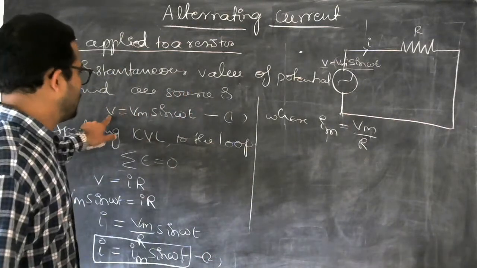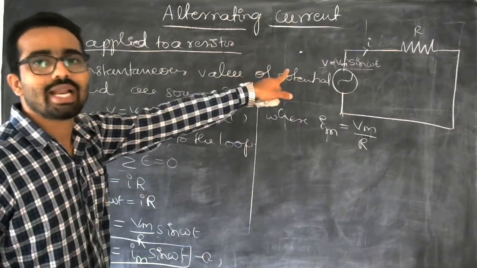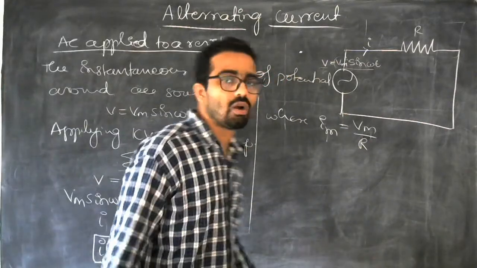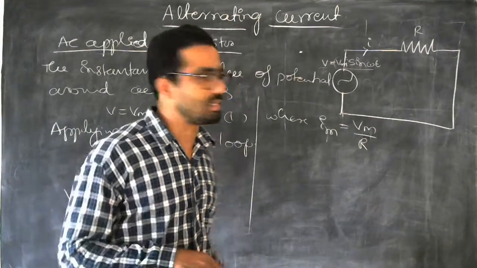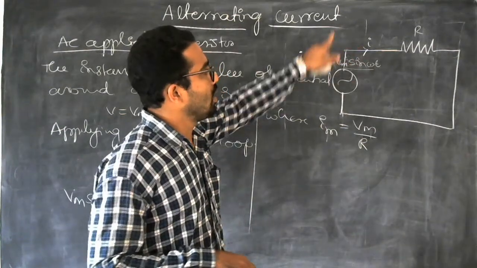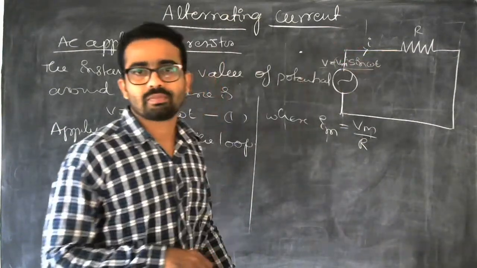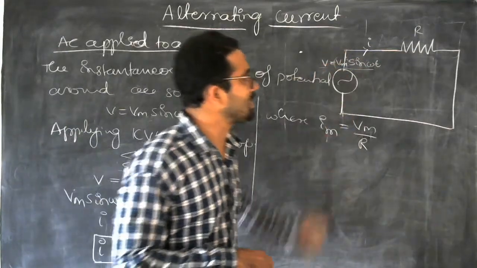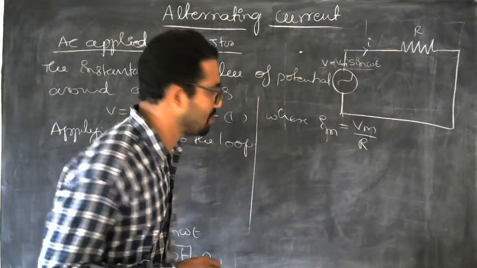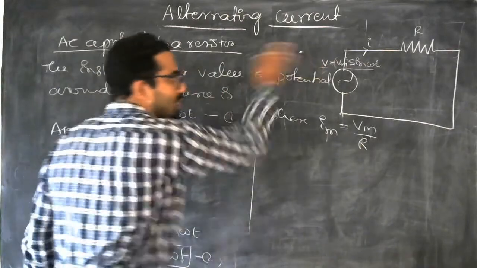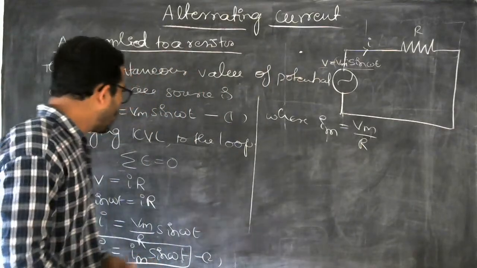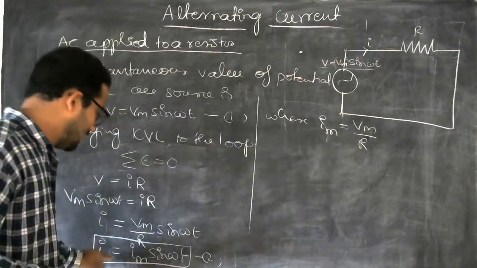And for the voltage in the pure resistive circuit, this circuit can also be called a pure resistive circuit because there is only a component called a resistor. That circuit consists of only a resistor, that's why it is known as a pure resistive circuit. So in the pure resistive circuit, we got the equations for voltage and current.